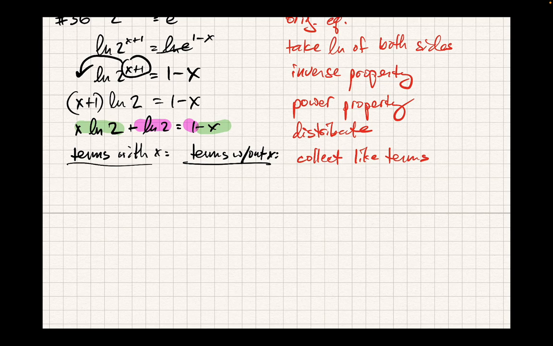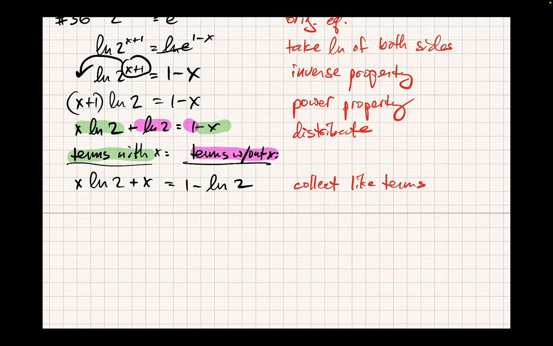So I'm going to collect terms with x and terms without x. Could you add x to both sides? So I'm going to add x to both sides, and then subtract ln 2. And now I have collected like terms. This is what I did here. And then can you cancel out the ln 2s or not? Because one's negative, one's positive, and they're on opposite sides. You cannot do that between terms. That's only factors.